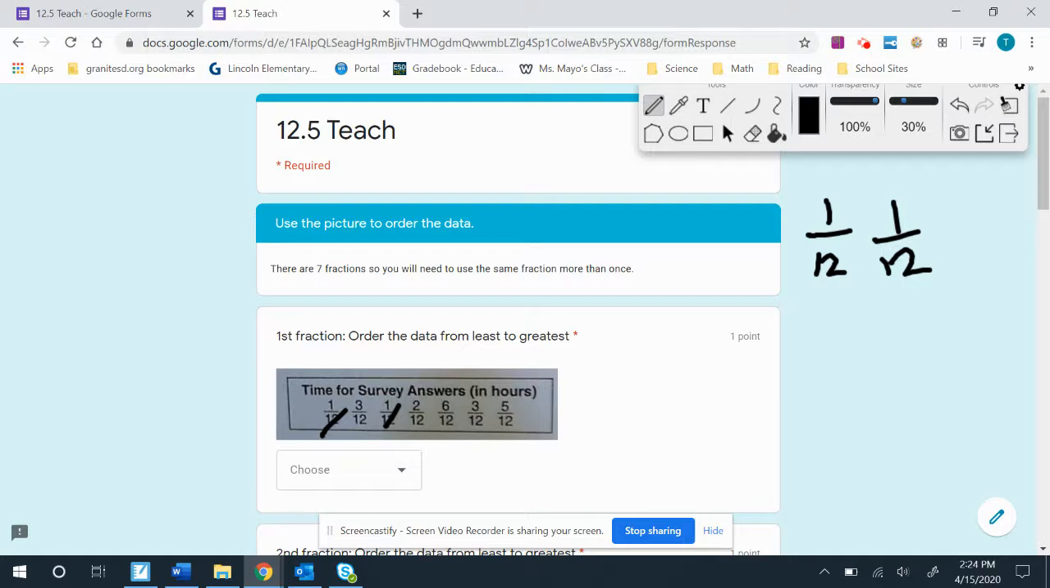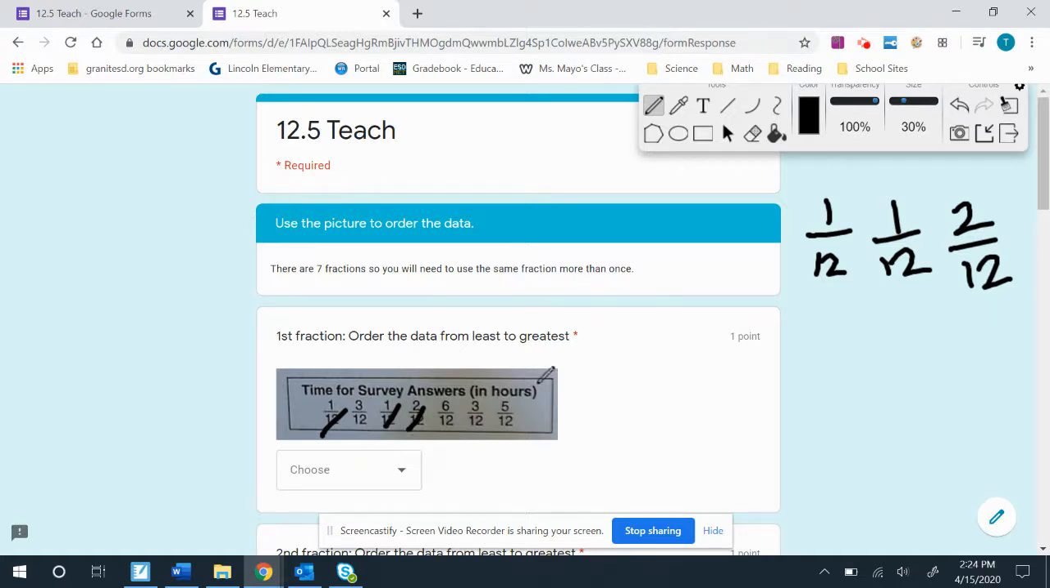Then I move on to the next one. 3/12, 2/12, 6/12, or 5/12. Well, 2/12 is smaller. I hope this is what you did on your paper when ordering it. I did not have to change any denominators because they're all the same. Let's see what the next one is.